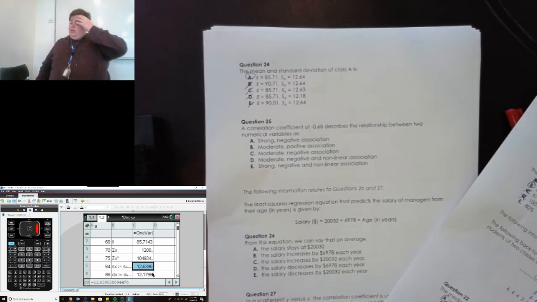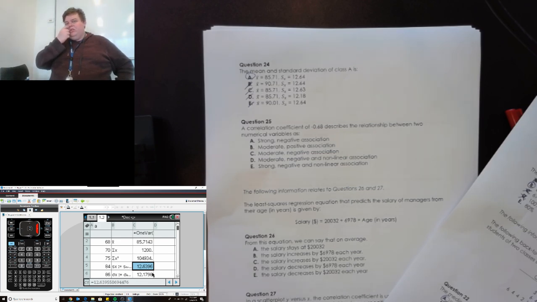Okay, says the correlation coefficient of negative 0.68 describes the relationship between two numerical variables as. So again, think back to the last stream, I talked about how you should have that table in which talks about the correlation coefficient and what that means in terms of strength and direction.